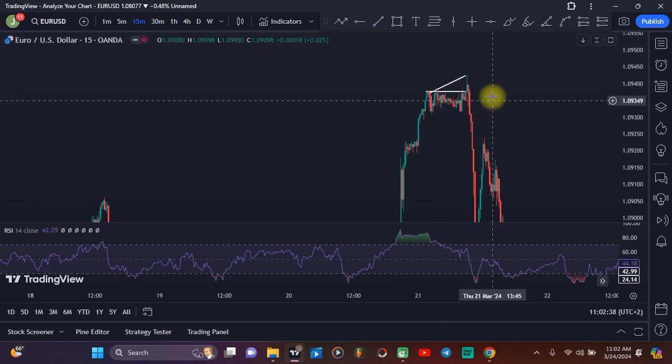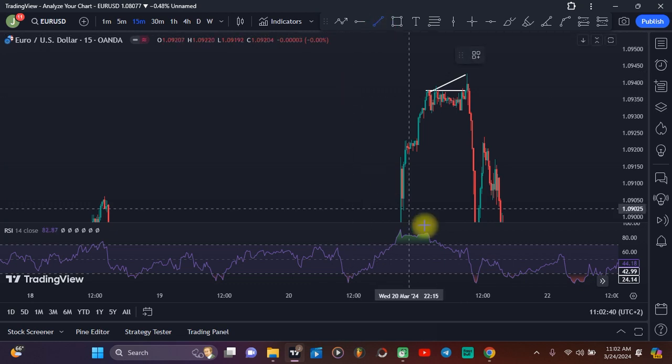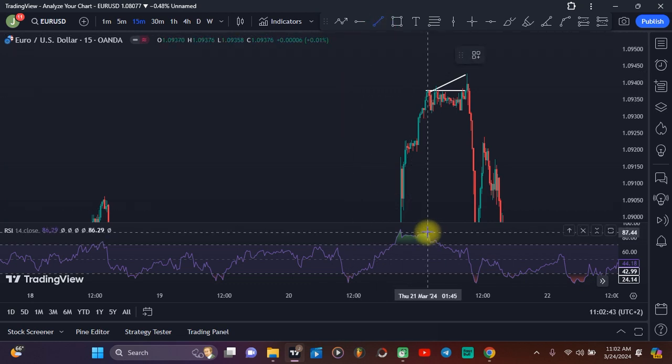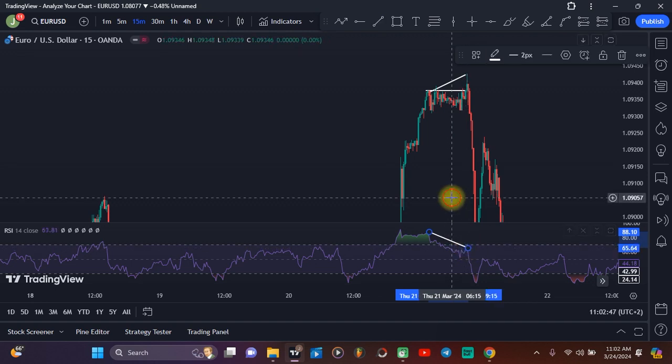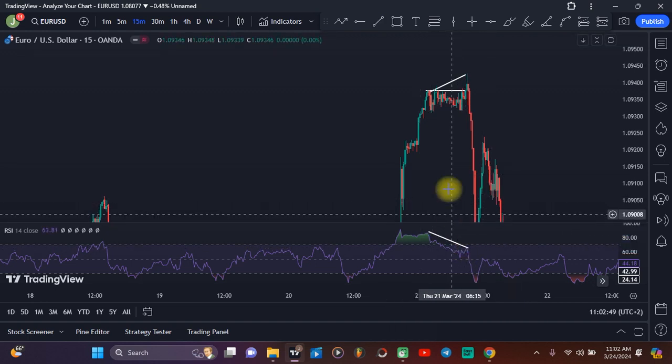and if we connect these highs here, we can see that we had higher highs. Okay, but if we go to the RSI and then we connect the very same highs, we can see that we had lower highs. So this is a sign of a divergence.